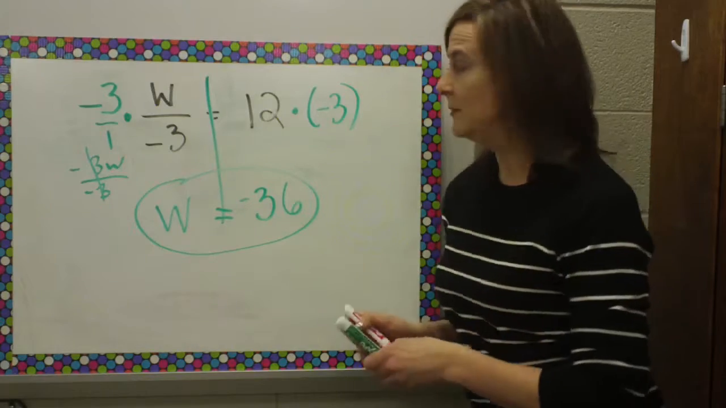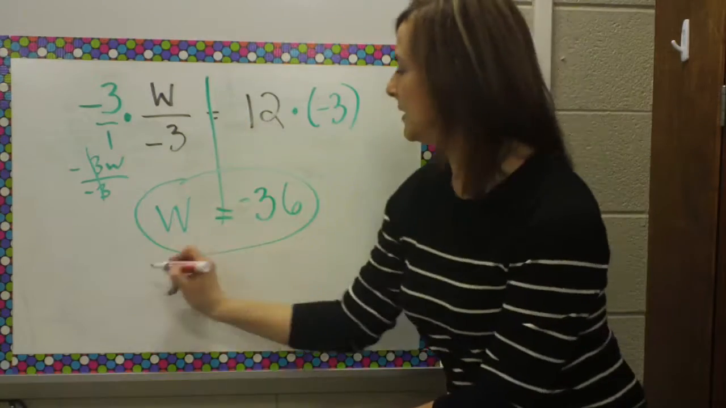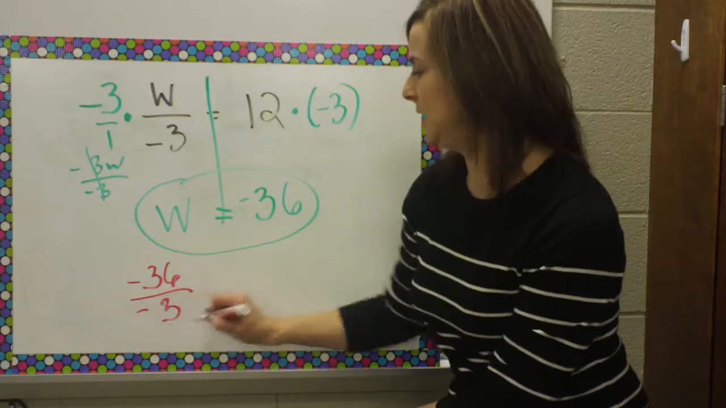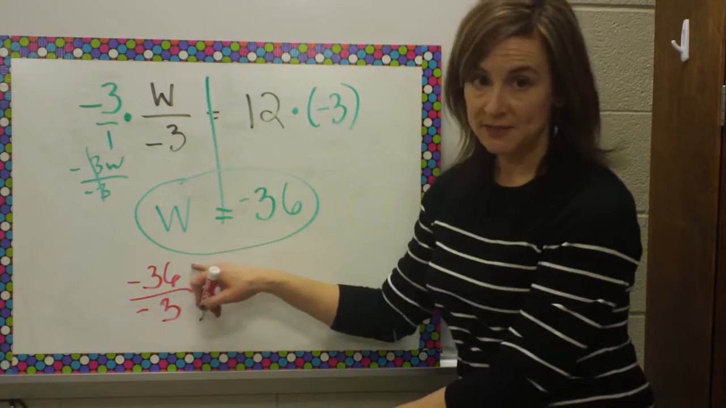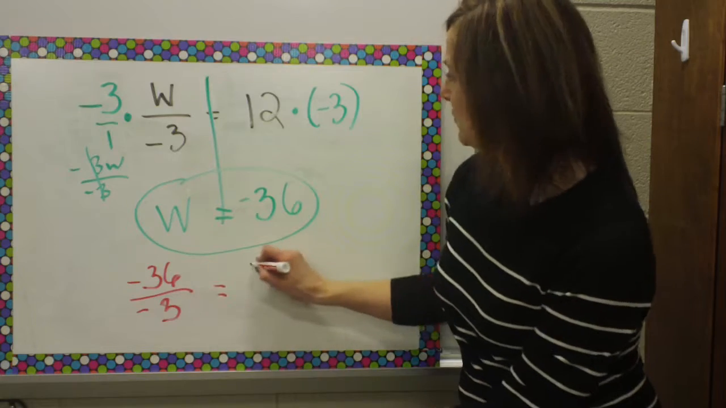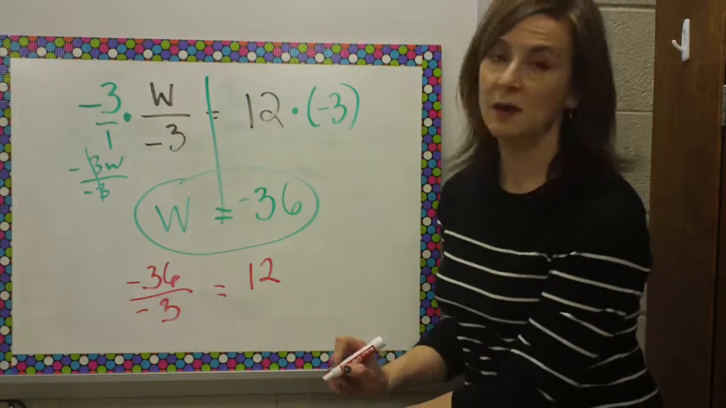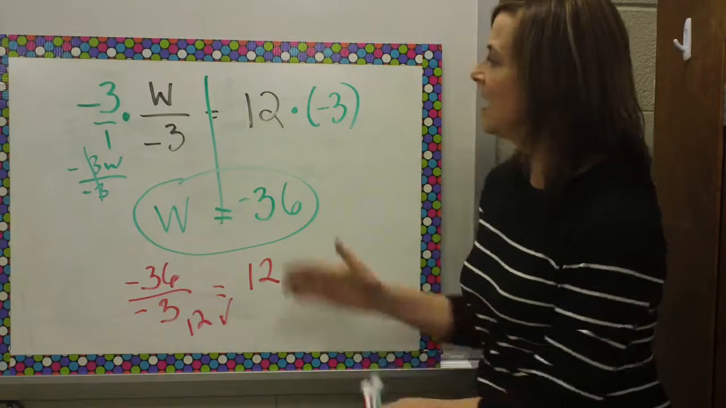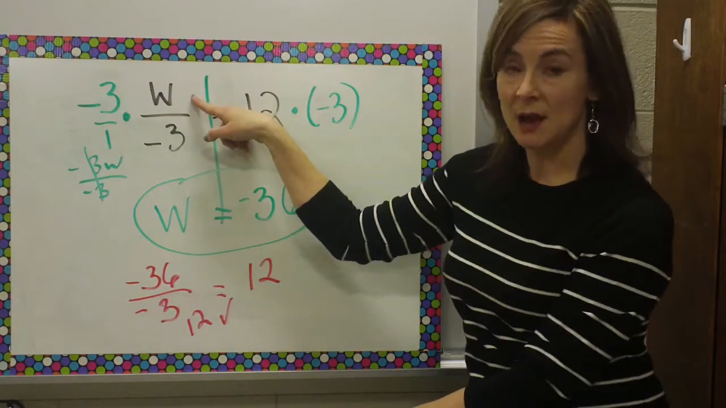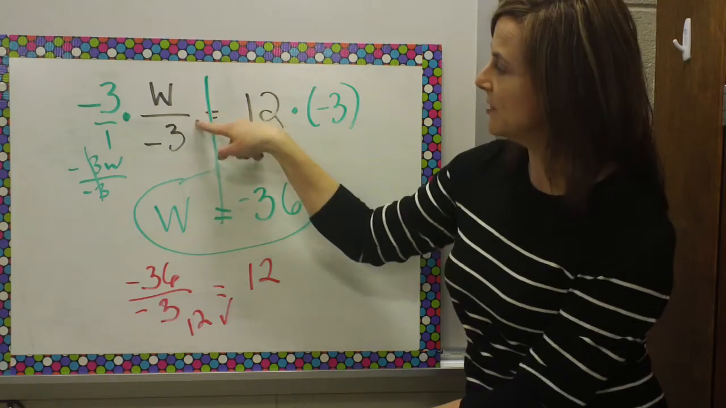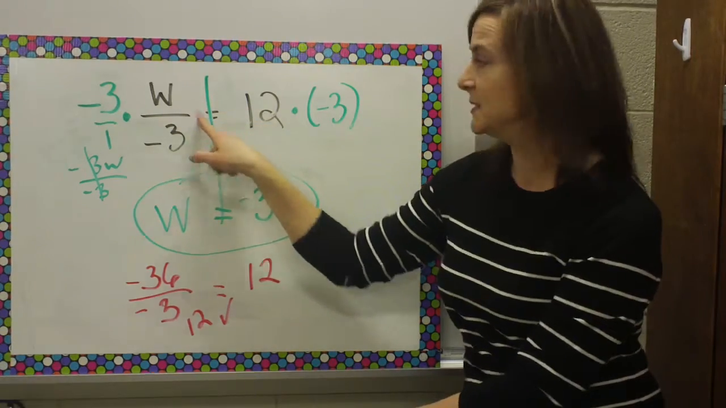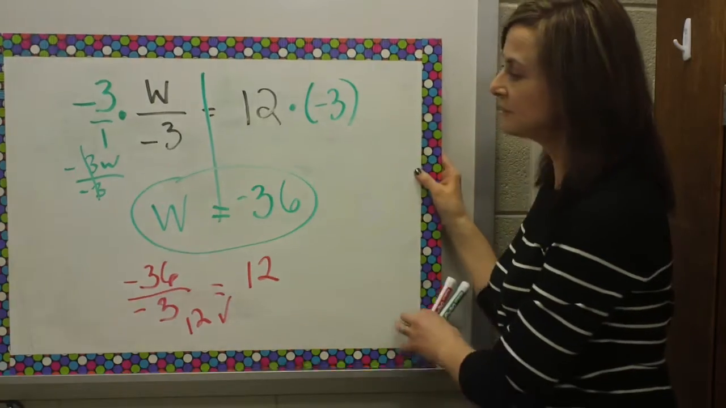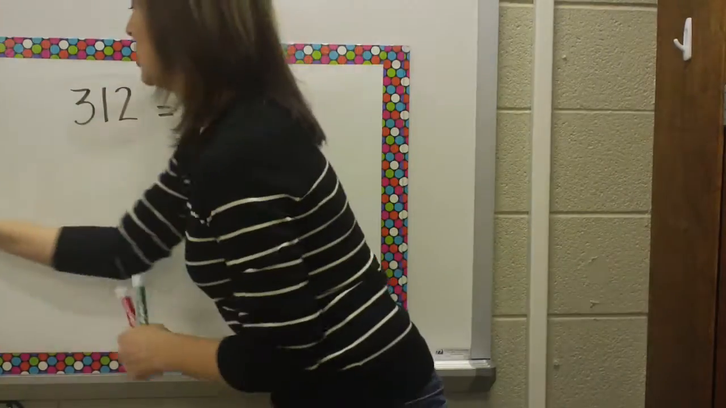Remember, our last step is to plug in and check. So I'm going to plug in negative 36 for w over negative 3. So when I divide negative 36 by negative 3, I end up with positive 12. So that checks out. Again, remember, we do the opposite operation to get the variable by itself. Since I'm dividing, the opposite is multiplying. So we multiply to find our answer. Let's take a look at a couple more examples.